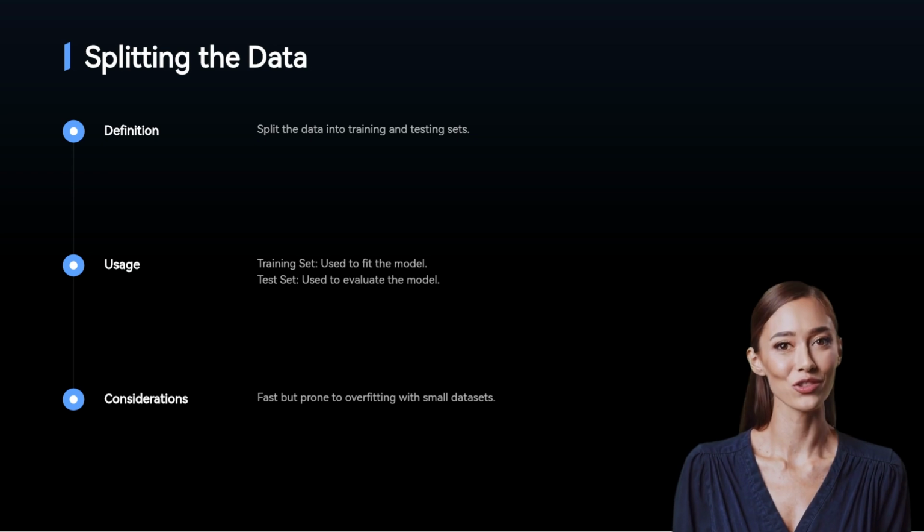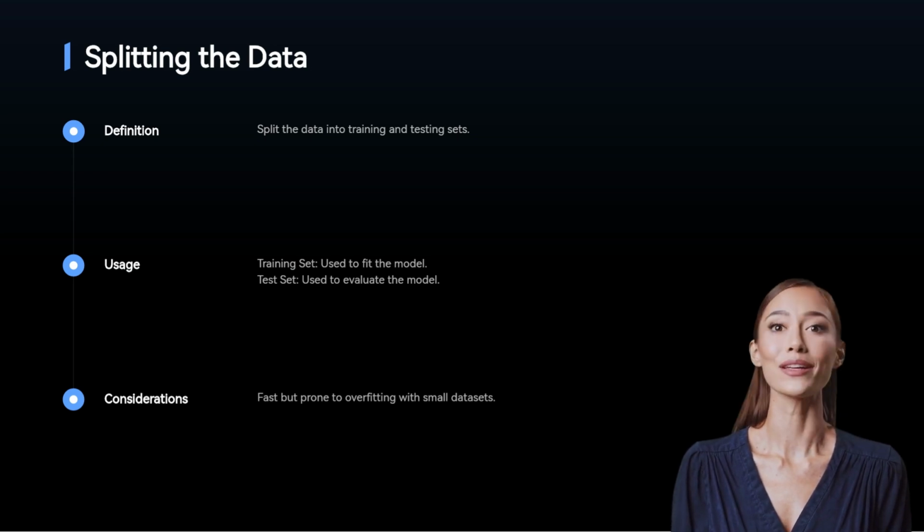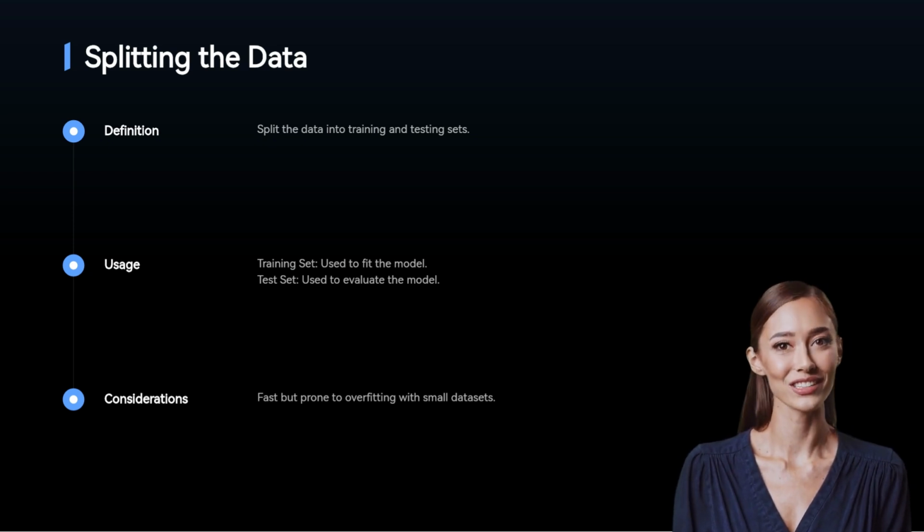Hyperparameter tuning involves adjusting the parameters of a model to improve its performance. It can significantly impact model accuracy. There are several methods for tuning hyperparameters. Grid search is an exhaustive search over all specified hyperparameters. While it can find the best parameters, it's computationally expensive.